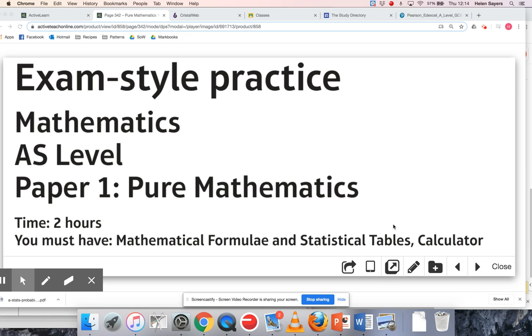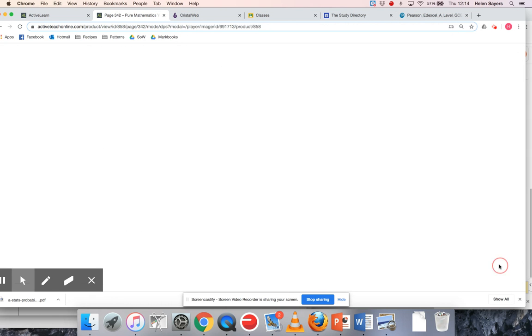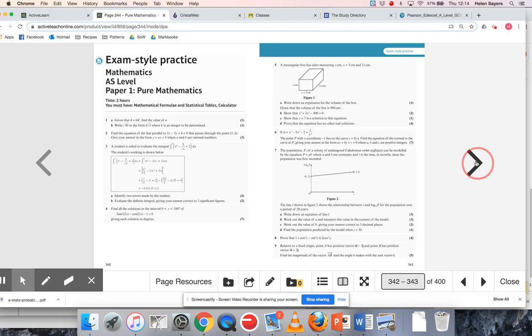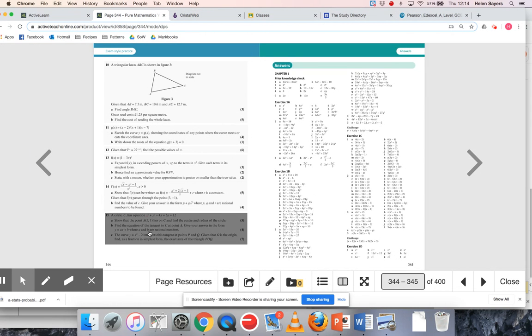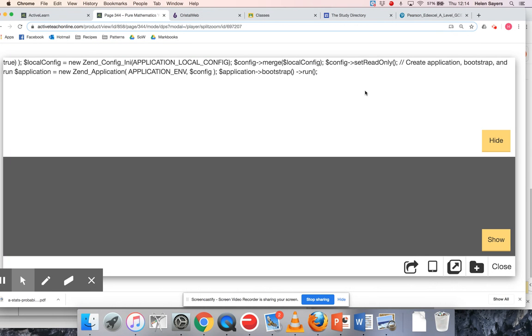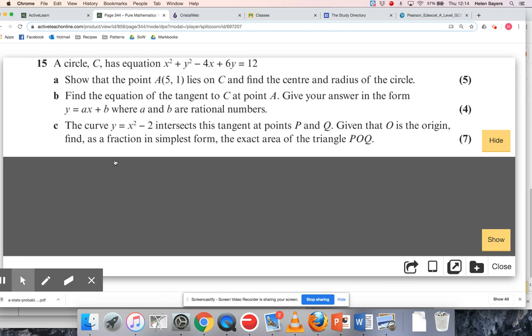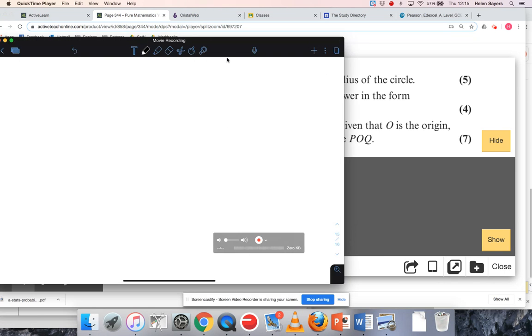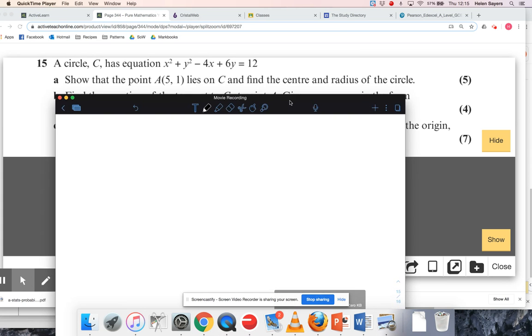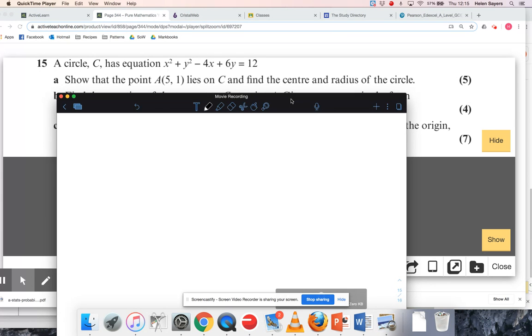Okay, so we're looking at the exam style practice paper from the first year textbook, and we are on the last question, question 15. We have got a circle in its expanded form, and we need to show firstly that the point A does lie on the circle. Okay, so let's do that.